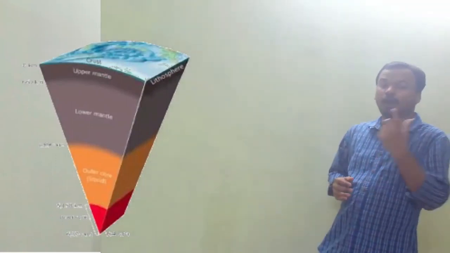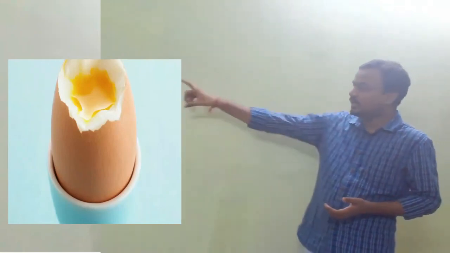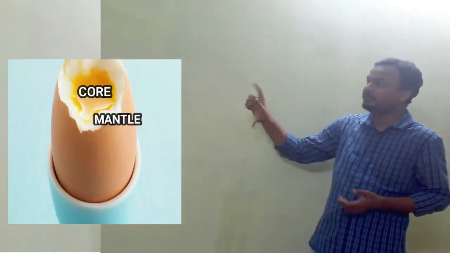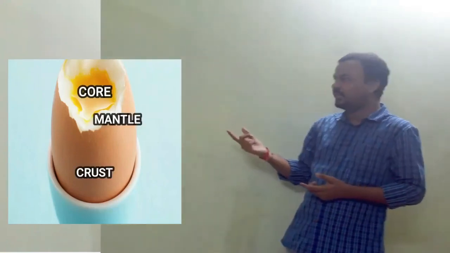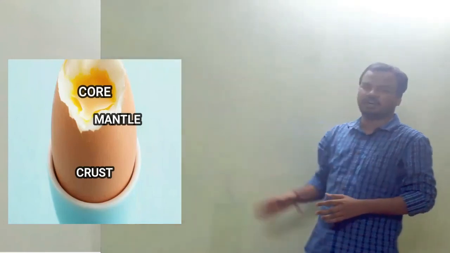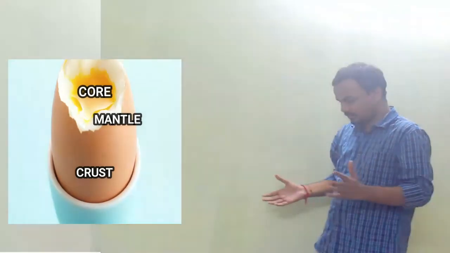This concept of the interior of the earth can also be explained from our real life examples, such as a boiled egg. As we know, a boiled egg also has three layers. At first the yolk, which can be considered as the core, and the white portion of the egg can be considered as the mantle, and the outermost shell of the egg can be considered as the crust.